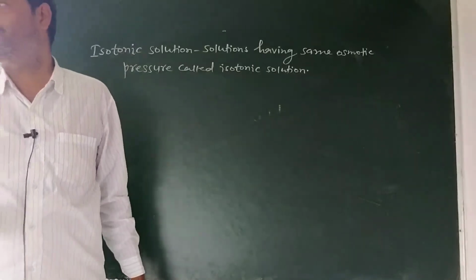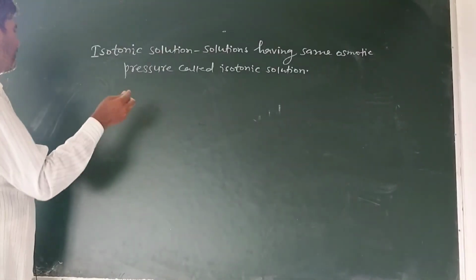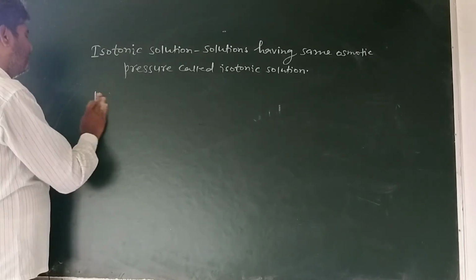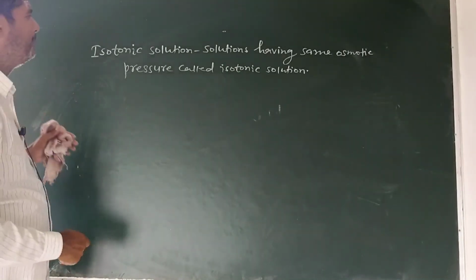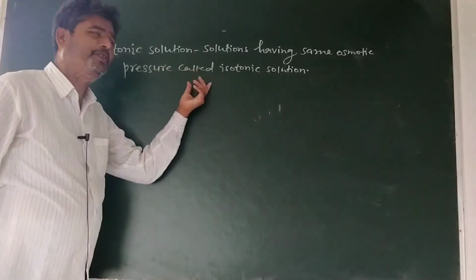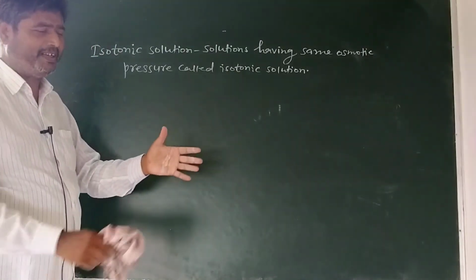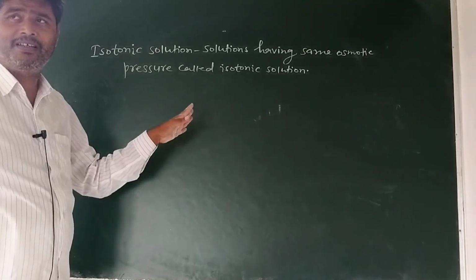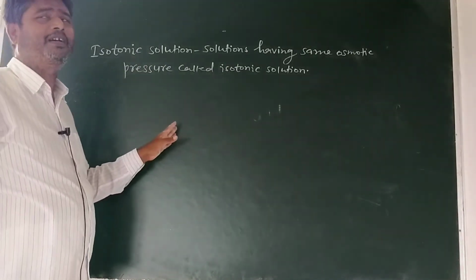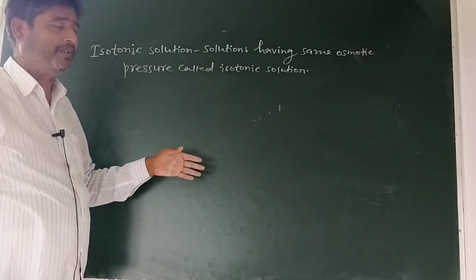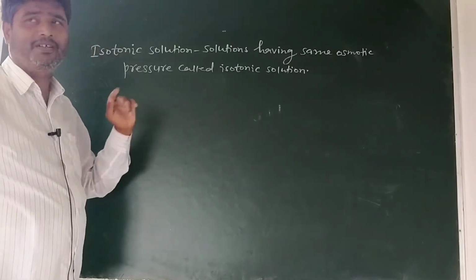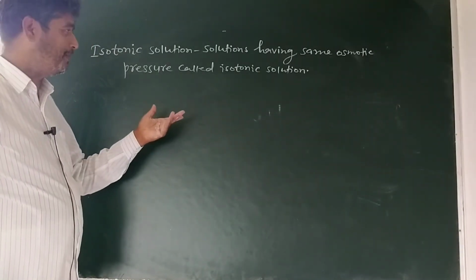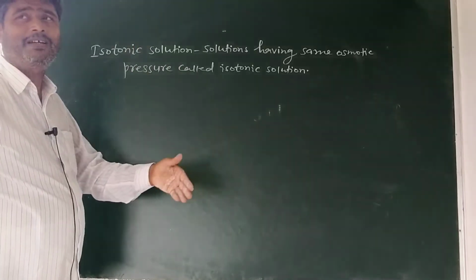Now, second terminology. One thing more here: if two isotonic solutions are placed in contact with each other through a semi-permeable membrane, there is no movement of solvent molecules from one solution to the other. This is because the osmotic pressure of both solutions is equal.